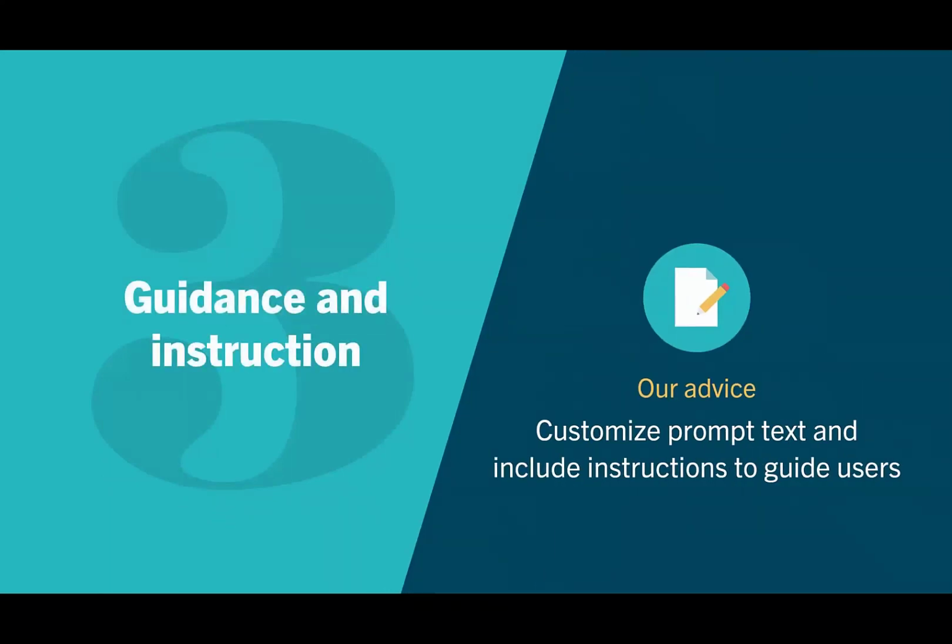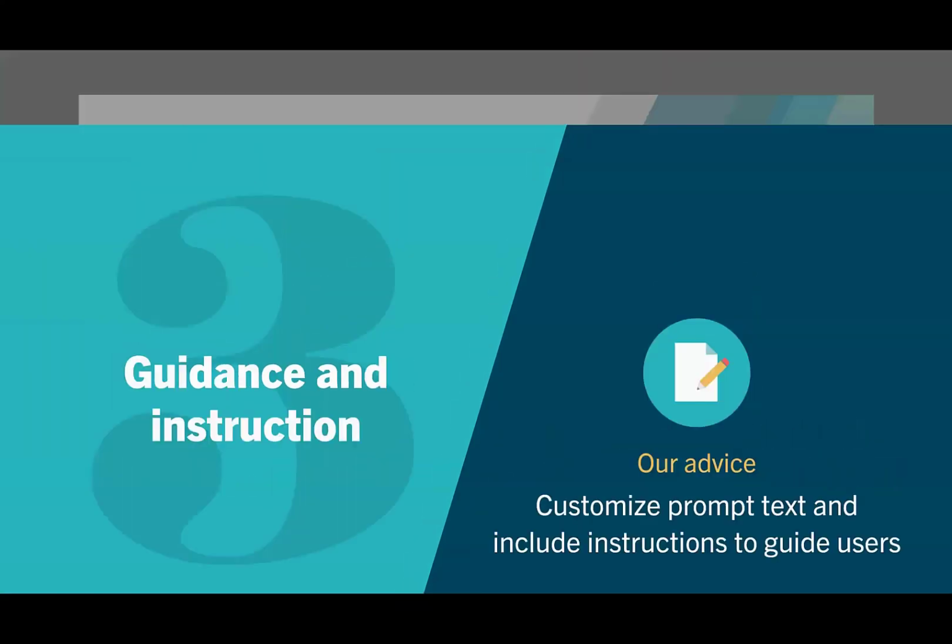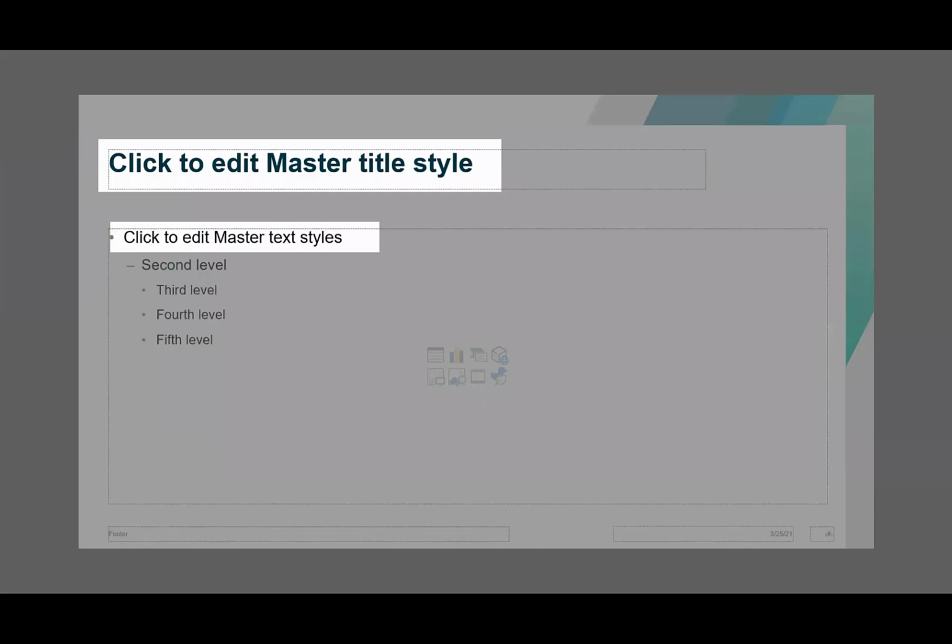Well, as we said in the beginning, we believe that a template should help people, so we try to add instructions and guidance wherever we can. The easiest thing to do is to add prompt text. Do you see where it says click to edit master title style and click to edit master text styles? Well, you can customize that text. To add your own prompt text there, switch to slide master view and then replace the click to edit master title and text style with your own text. You just select that text, delete it, and type in your own.